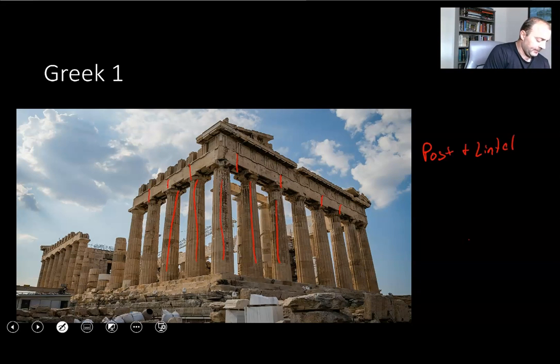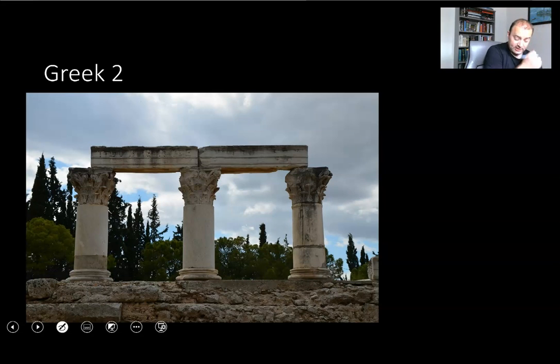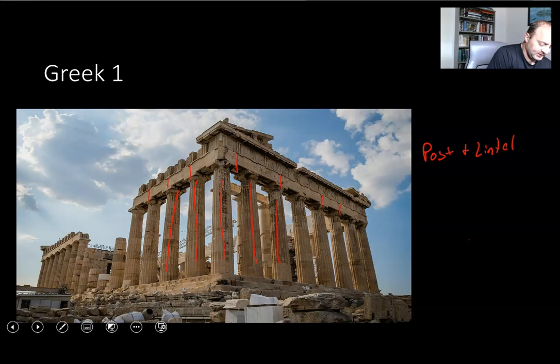All right. Moving on to the next one. This is another very, very clear example of a post and lintel. I included this one so you could see that sometimes the Greek columns were shorter. Notice they're also designed differently. Like these ones have the ridges. We call that fluting all the way down.